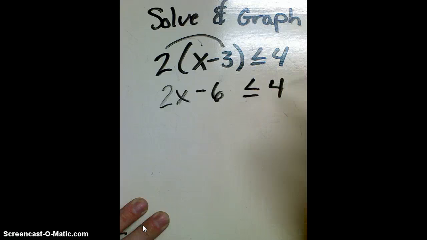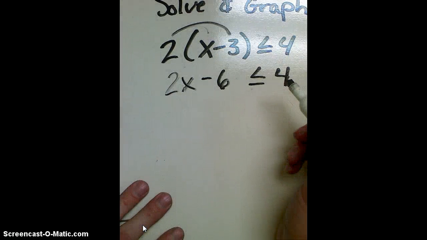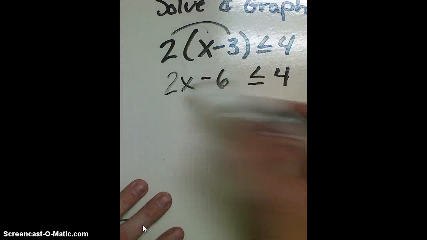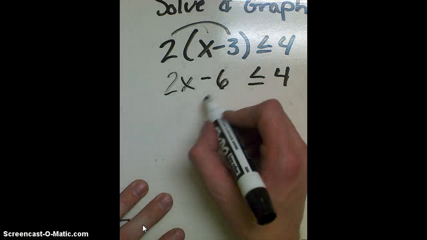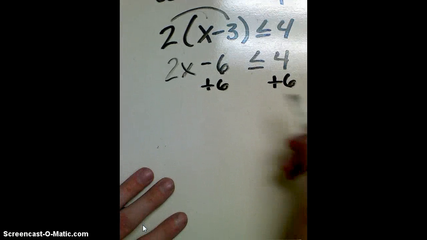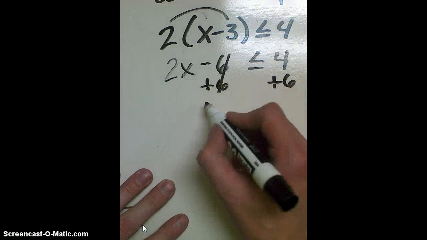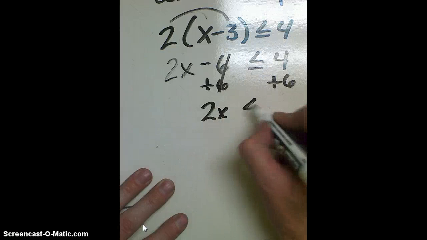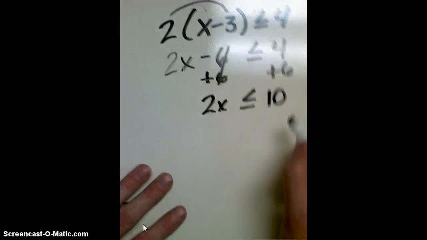or equal to 4. Now, just like as if it was an equation, we want to try to get the x by itself. So I start away from it, so I'm going to get rid of this minus 6. The opposite of minus 6 is to add 6, and I have to do that to both sides. My negative 6 plus 6 cancels, is 0, so I'm left with 2x is less than or equal to 4 plus 6 is 10.